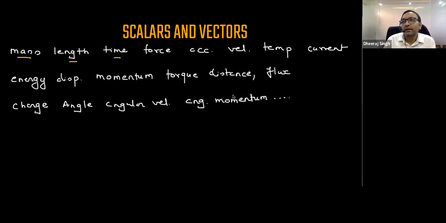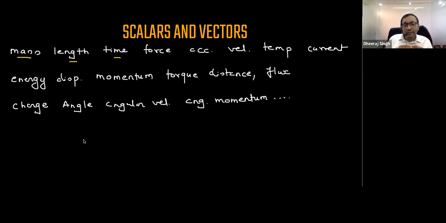Let's talk about the displacement now. If I tell you that there is a treasure 2 kilometers from where you are sitting, will you be able to find out? Is it sufficient information for you to find out where the treasure is? What do you think? Not sufficient. You need to know exactly which direction it is in. So there are many quantities in physics for which just telling the magnitude is not sufficient. Just telling a number is not sufficient. We have to also find out the direction of it.